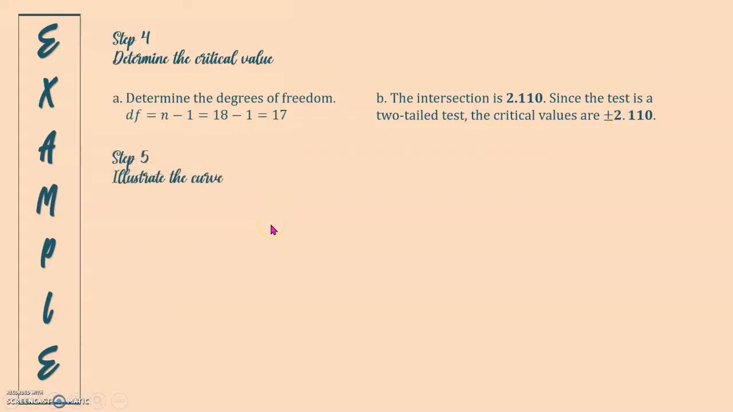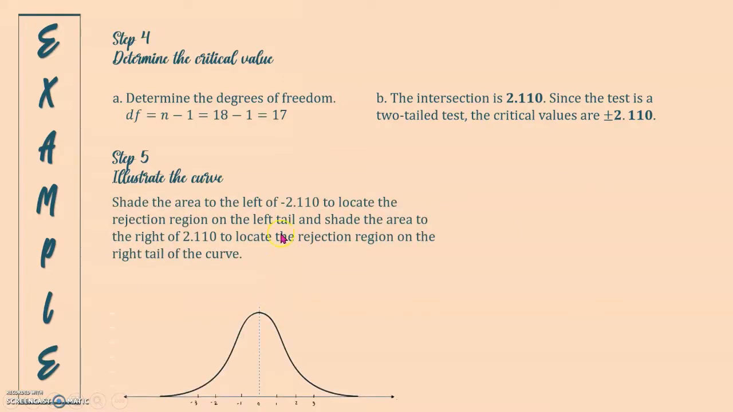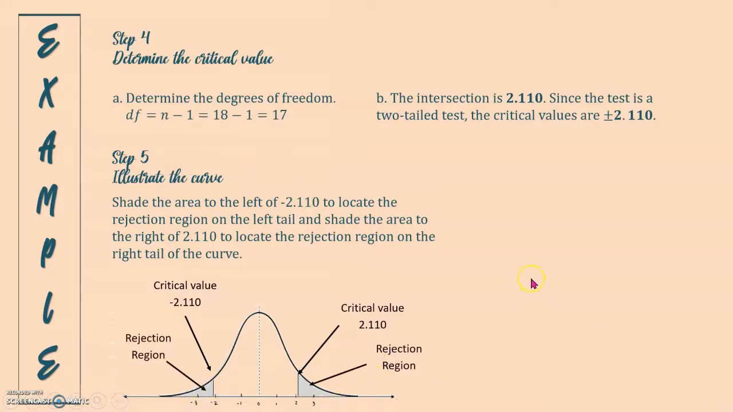Step 5, illustrating the curve. Identify first where your critical values are located. We have here negative 2.11 somewhere here, and positive 2.11 somewhere here also. Shading to the left of negative 2.11 and to the right of positive 2.11 are our rejection regions. So we are now done identifying our rejection region.